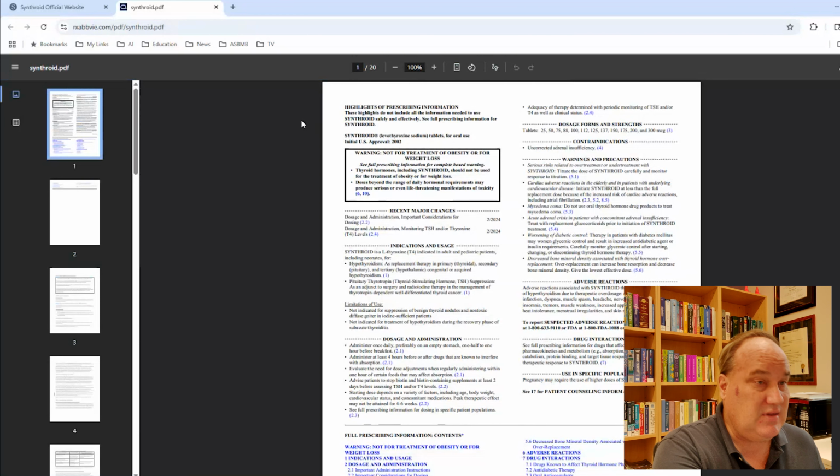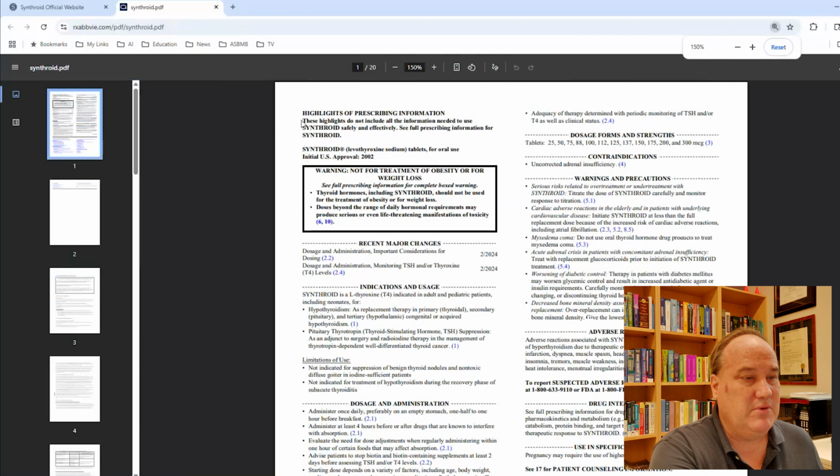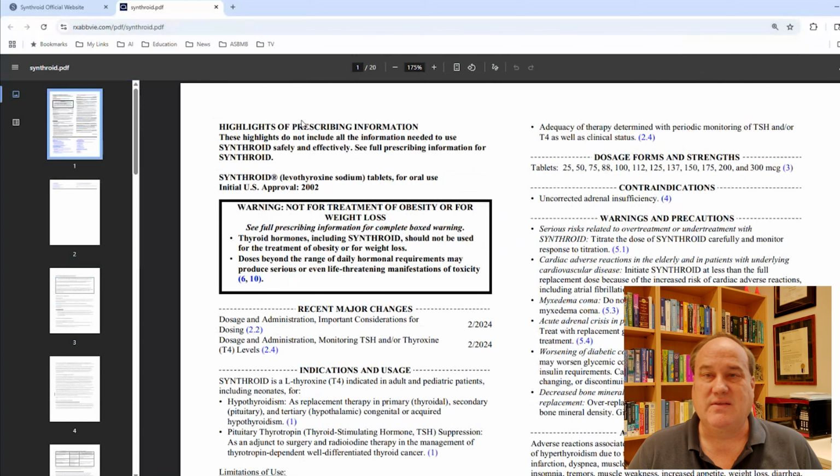I'm going to do a little zooming in, and then we can see now the first page is basically the highlights of the prescribing information. So this is a brief summary. And so what you see here is the brand name with a registered trademark. You also see the chemical name in parentheses. You'll see that it's available as tablets and for oral use only. It was initially approved in 2002.